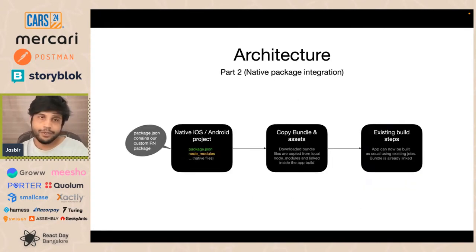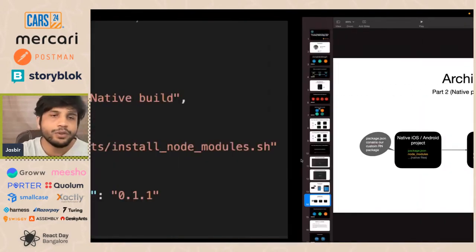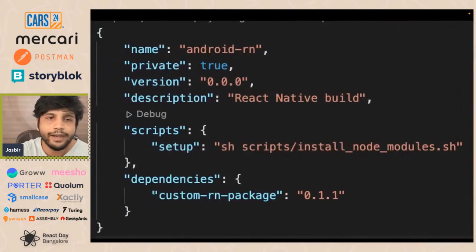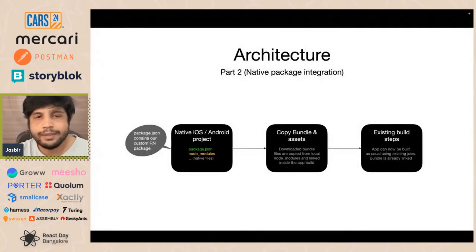The next step that we do is we now go into the native projects. We create a package JSON there, and this package JSON essentially has just one entry. It would look something like this, just one entry into the package JSON, which is our custom RN. This is a private package on npm that we have published. So we have this package JSON that would generate the node modules.